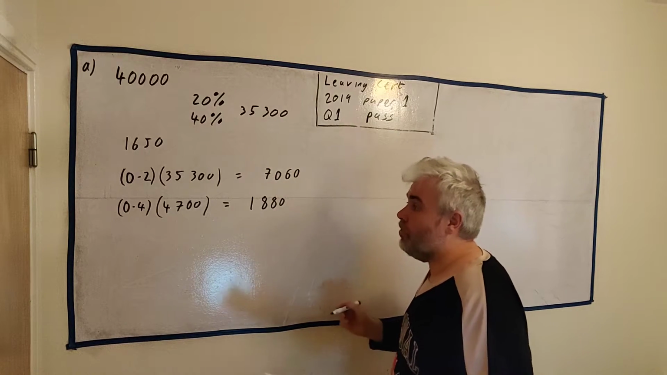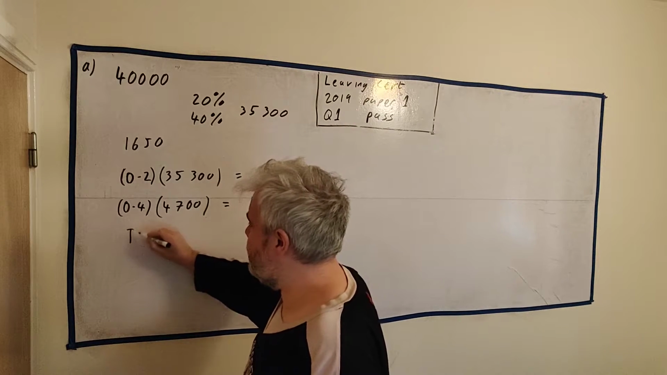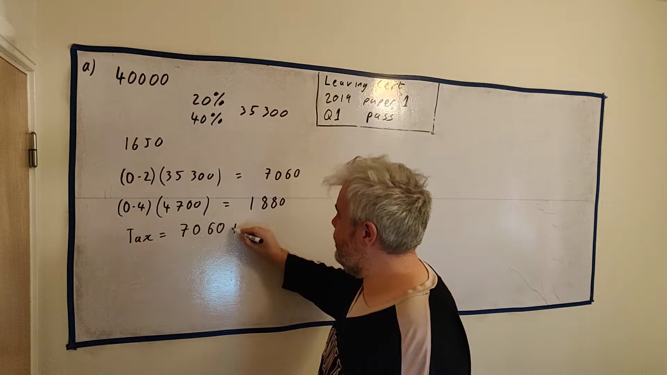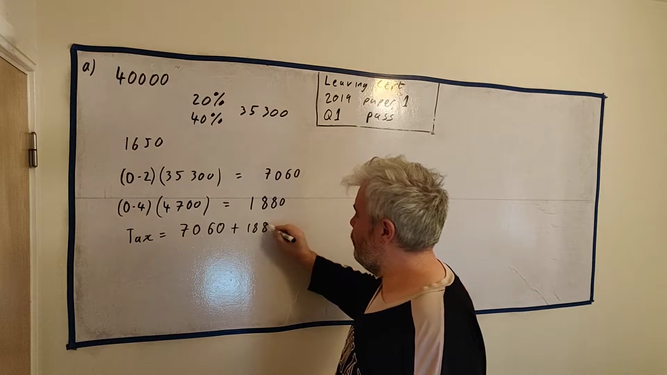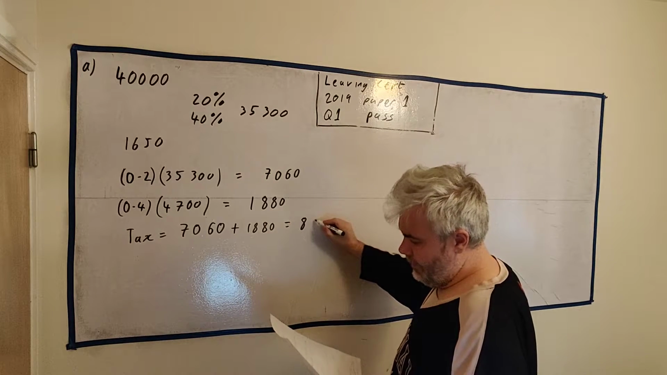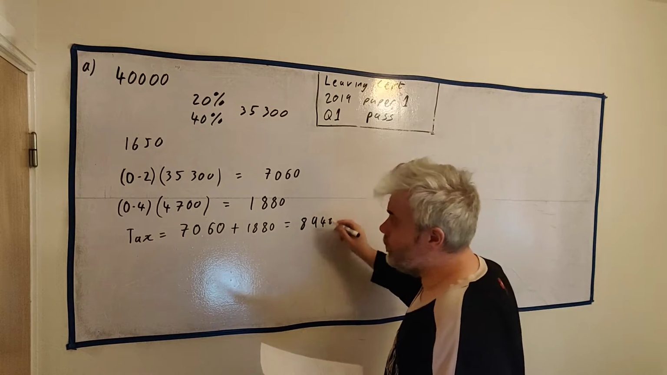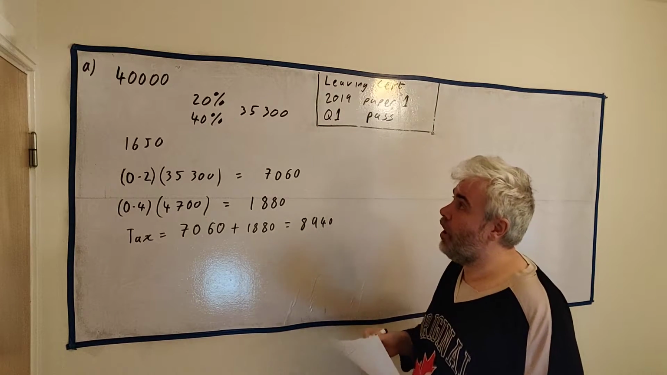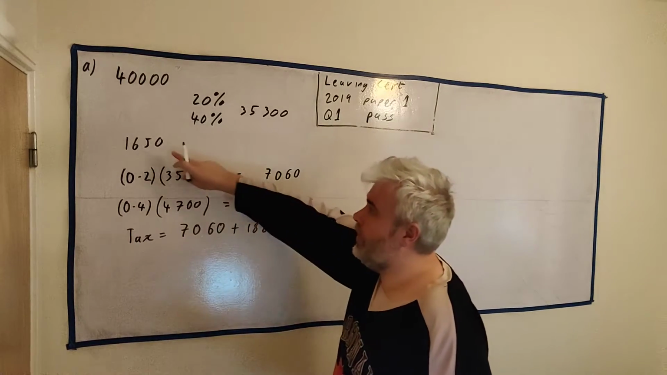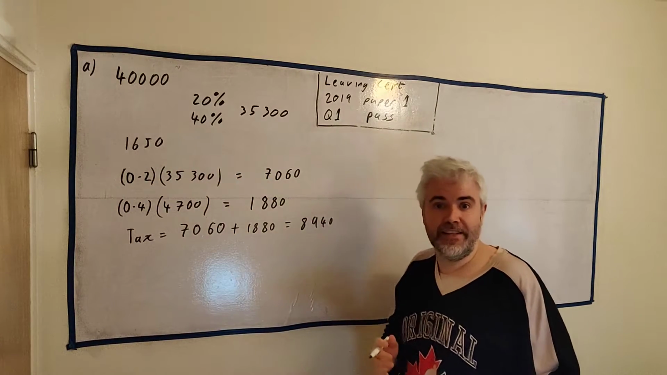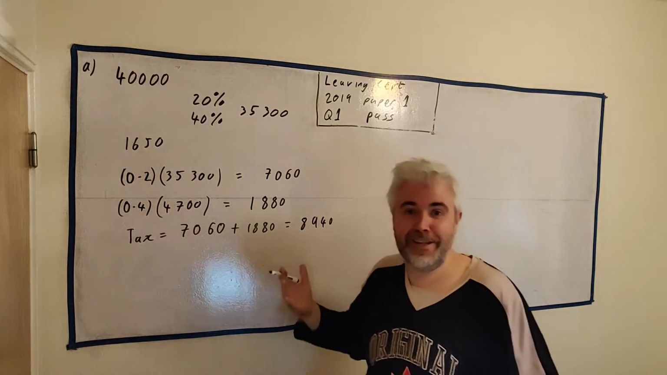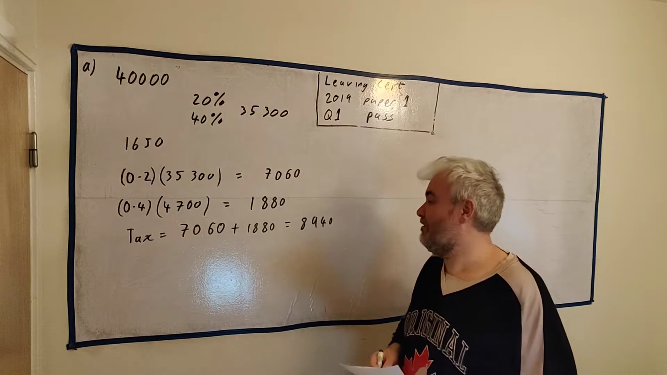So the total tax is equal to 7,060 plus 1,880. And that is equal to 8,940. That's all the tax due on their earnings. But one last thing, we get tax credits. At the end of doing your tax, you get this nice little reward. This is the tax you don't have to pay.